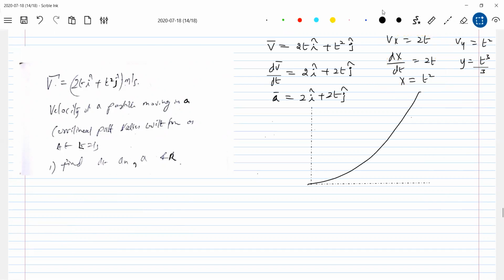Rate of change of speed, no? And we have velocity. So what is the speed? Speed will be root of 2t whole square plus... so shall I differentiate this?